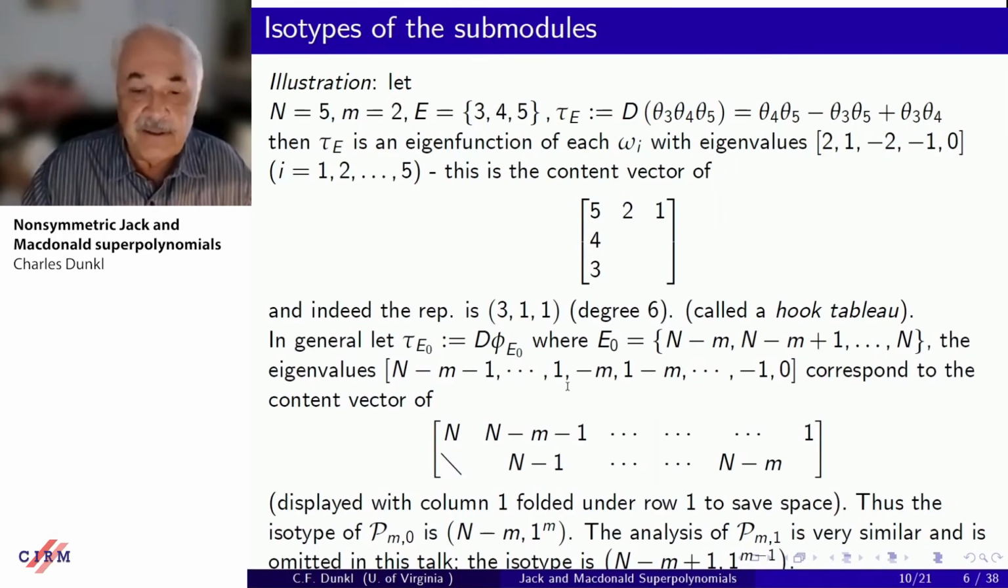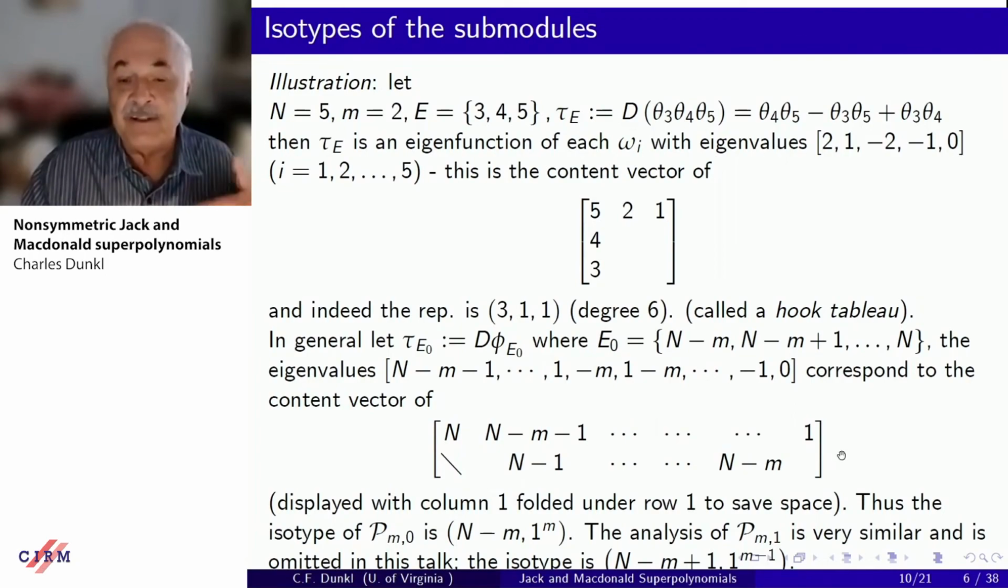You can figure out that the eigenvalues correspond to this tableau. I decided that it uses up so much space going down the column, so I've settled on this. This is the first row, and then the first column takes a little dip and comes down here. So that is actually the column. So the isotype is n minus m, and then 1 repeated m times.